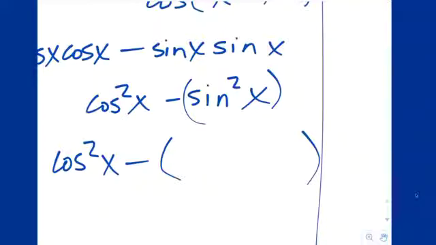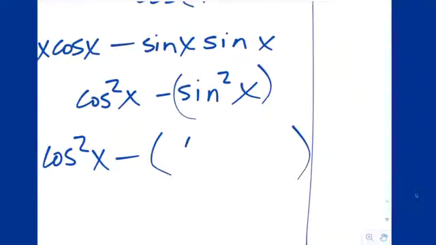If you don't have your identities memorized, it's almost not even worth showing up for class because we need them to move forward. What's that? Anyone? Yes, save us, Joey. 1 minus cosine squared of x.